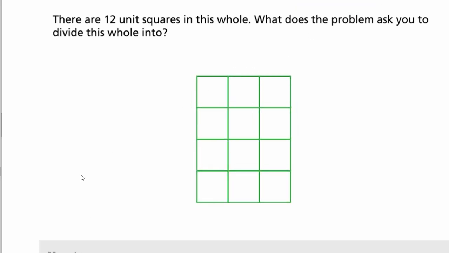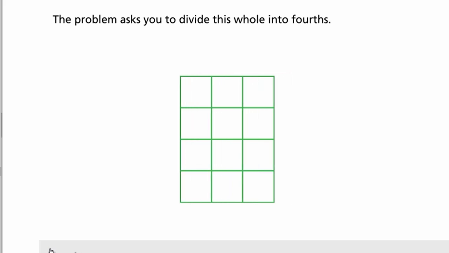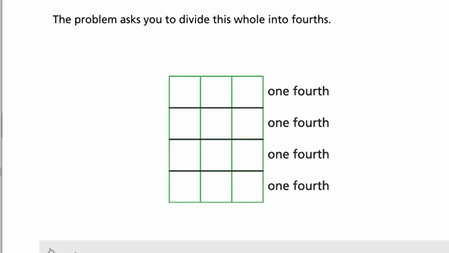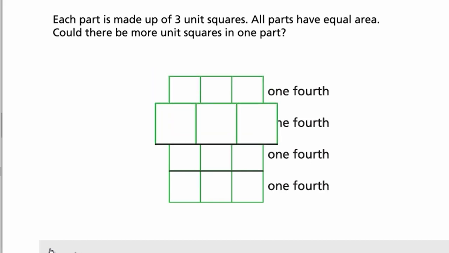What does the problem ask you to divide this whole into? Okay, according to the question, we need to divide this whole. Whole means the total, the big square, the big rectangle, the big shape. We need to divide the big shape into 4 parts. The problem asks you to divide this whole into fourths. Each part is made up of 3 unit squares. All parts have equal area.